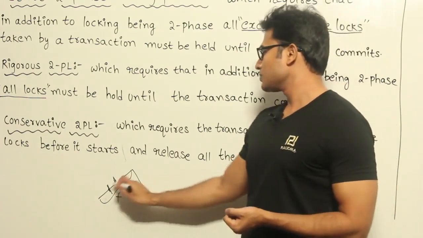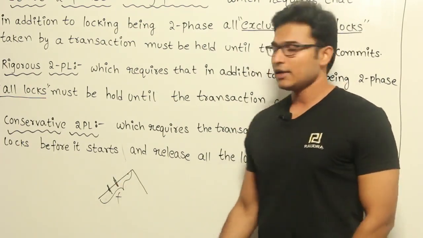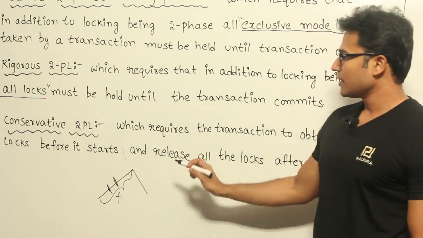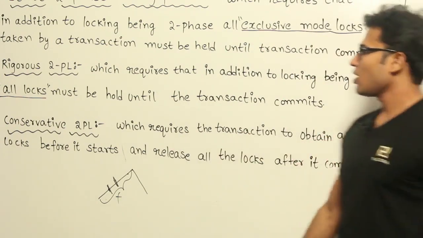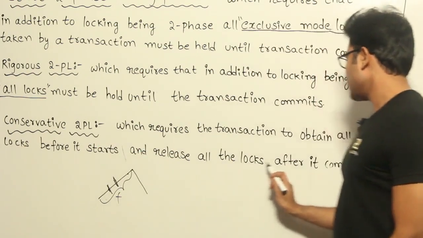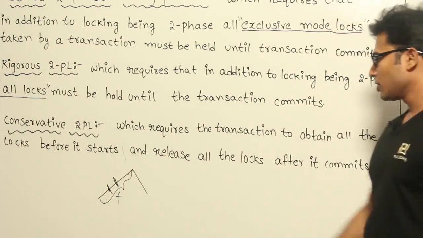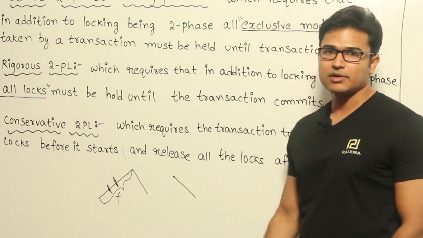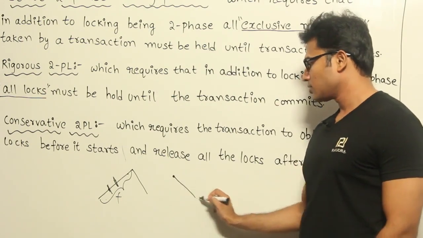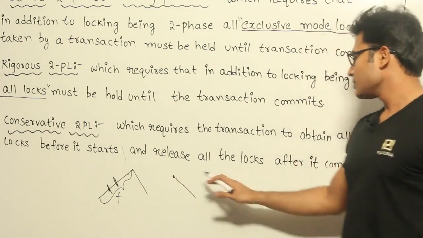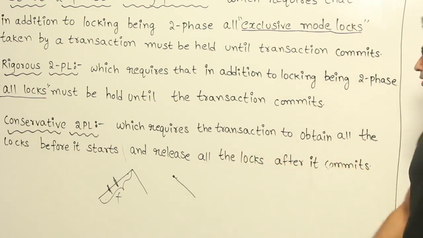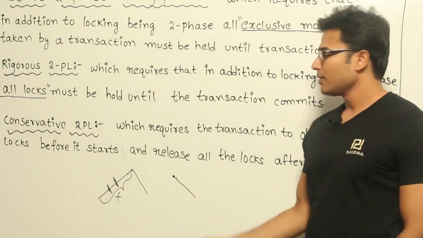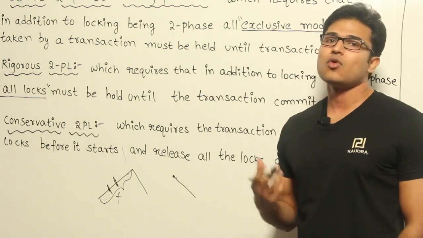Now if I completely eliminate this growing phase, then there will be only a shrinking phase, right? When there is only a shrinking phase, there will be no deadlock. The reason is that it requires the transaction to obtain all the locks before it starts and release all the locks after it commits. So before you start, you take all the locks. Therefore the starting point itself is the shrinking point. You get all the locks here, and it is not going to release until it commits, so in the shrinking phase it releases directly. Because of this, there is no hold and wait.